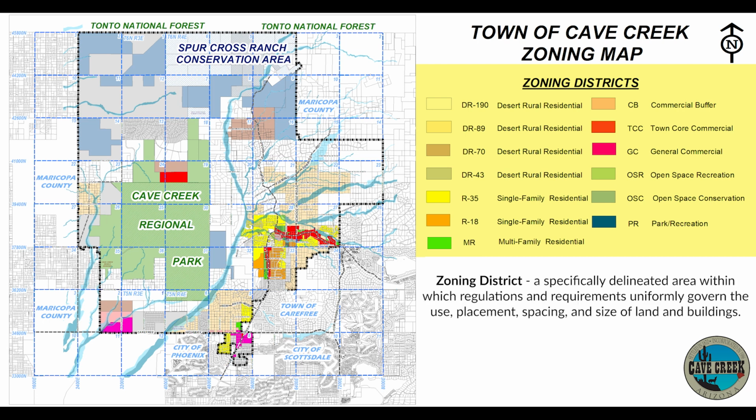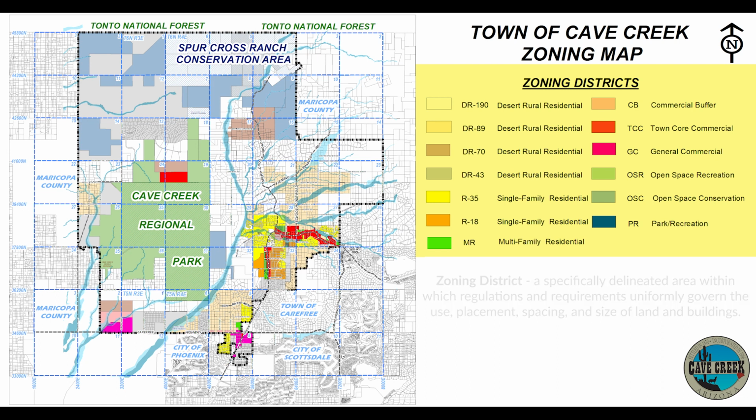A zoning district is a specifically delineated area within which regulations and requirements uniformly govern the use, placement, spacing, and size of land and buildings. Let's do a walkthrough of what these all mean. The majority of the lots within the town of Cave Creek are quite large. There are 4 different desert rural zoning districts.